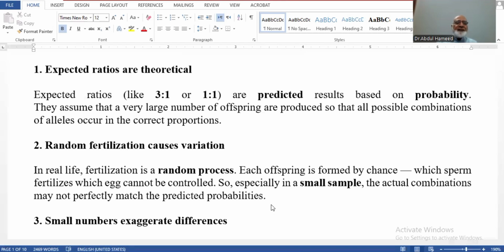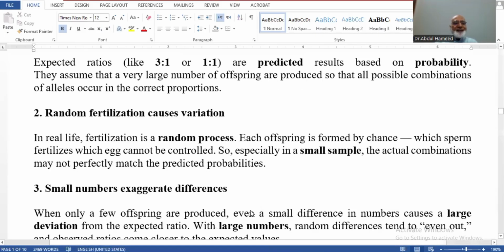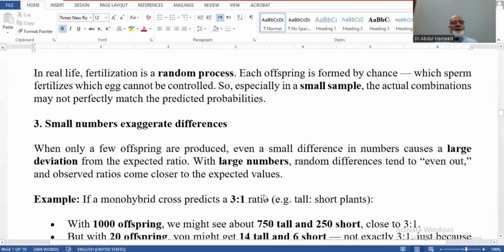What does it mean? It means that if a sperm has all the alleles, but by chance it is damaged or not able to fertilize, the result may be different if the number of individuals, the population, is small. So small numbers exaggerate differences. When only a few offspring are produced, even a small difference in numbers causes a large deviation from the expected ratio. With large numbers, random differences tend to even out and the observed ratio comes closer to expected values.